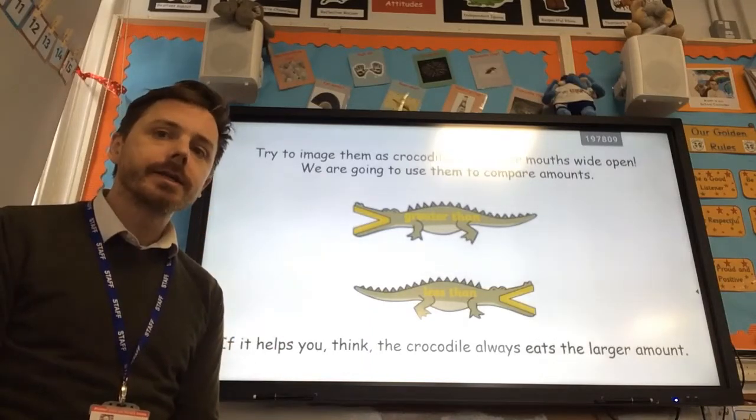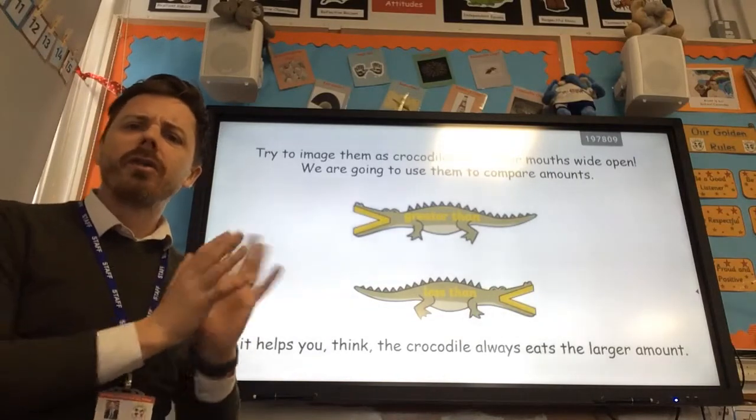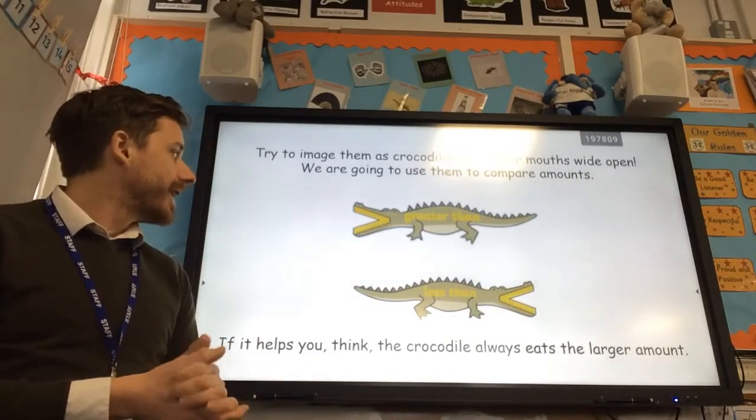Now, important thing is, just like us, just like many animals, these crocodiles like to eat the biggest amount. They're quite greedy, you see. So they like to eat the biggest amount, and they usually turn their back on the small or, you know, the less amount.